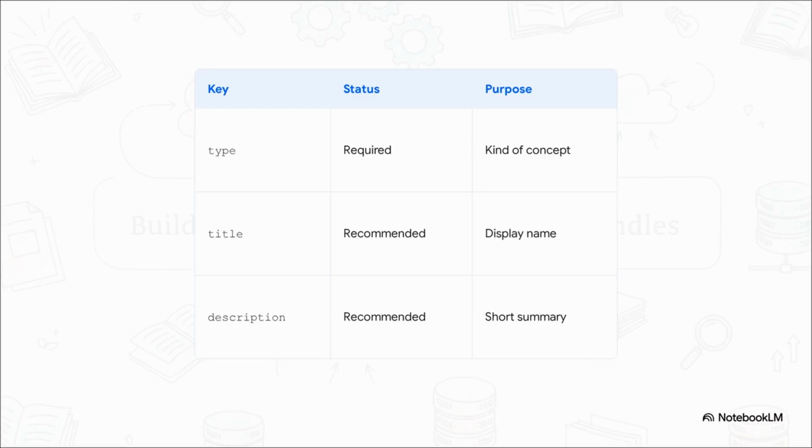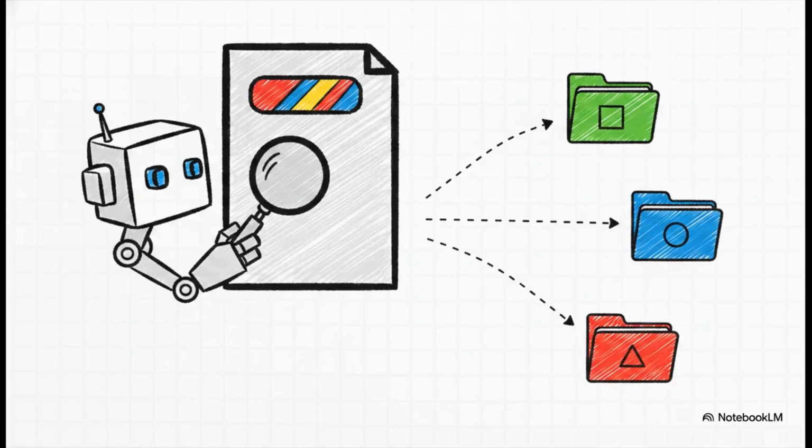While the spec absolutely allows custom extensions, you really should include a title for a nice human-readable display name and a description, which acts as a quick single-sentence summary used by search snippets. So the crucial point is the type field. This is the one and only strictly required field in your entire frontmatter block. It absolutely must be present, and it has to be a non-empty string.